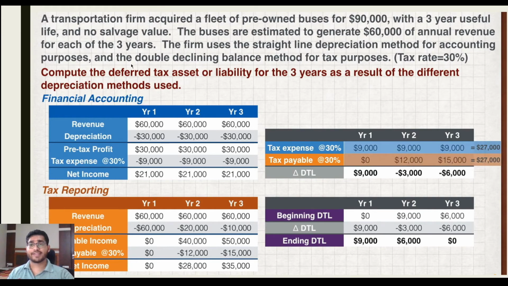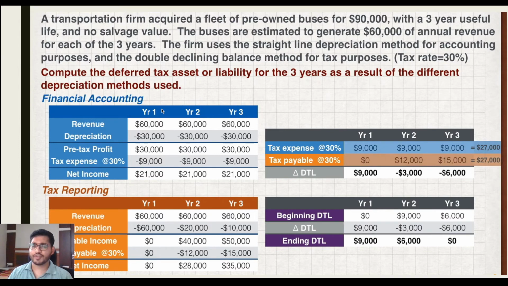So the example says a transportation firm acquired a fleet of pre-owned buses for $90,000 with a 3-year useful life and no salvage value. The buses are estimated to generate $60,000 of annual revenue for each of the 3 years. The firm uses the straight line depreciation method for accounting purposes and the double declining balance method for tax purposes. The given tax rate is 30%. We have to compute the deferred tax asset or liability for 3 years as a result of the different depreciation methods used.